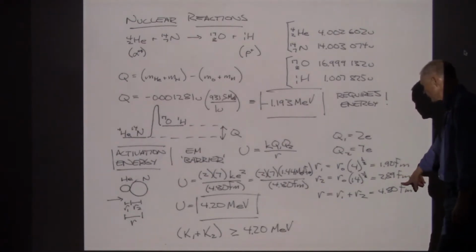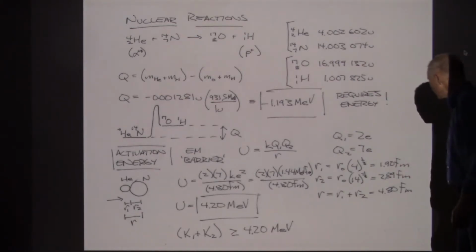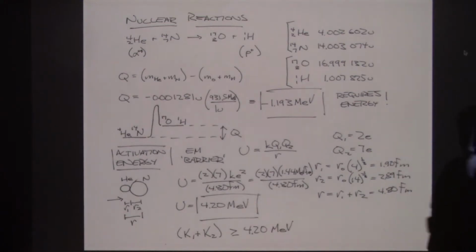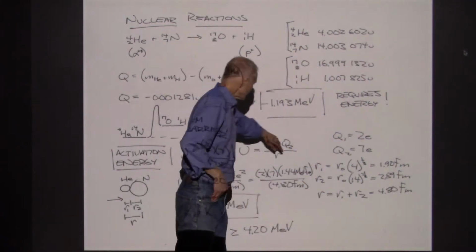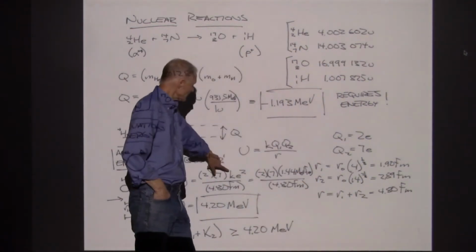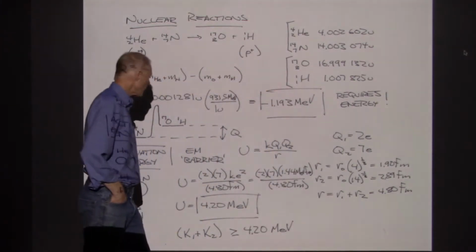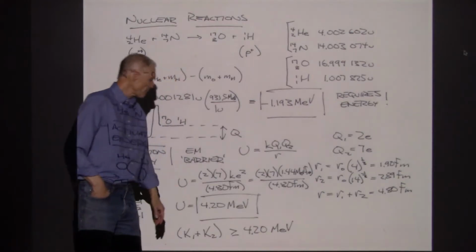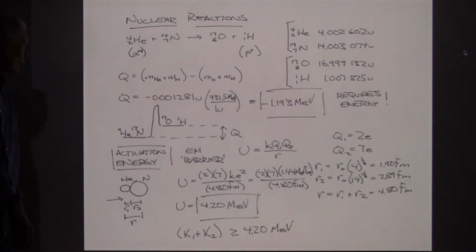I can add those together. I rounded a bit, actually I kept more sig figs in my calculator. The combined number worked out to be 4.80 femtometers. So I can put that in. Now notice, the femtometers in Ke squared cancel the femtometers from below. Those drop out, and what I'm left with is a potential energy of 4.20 MeV.